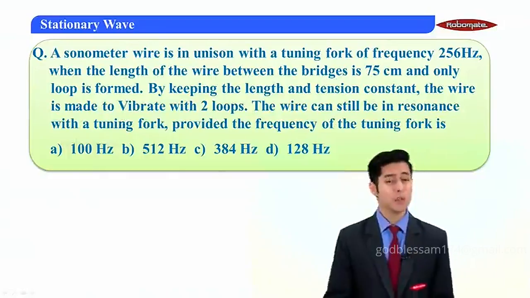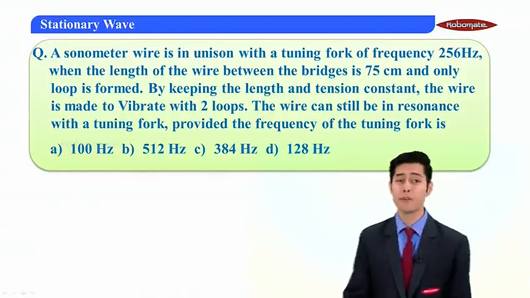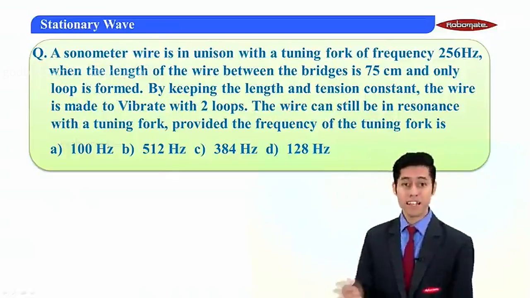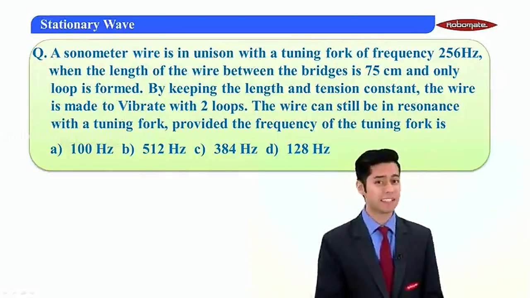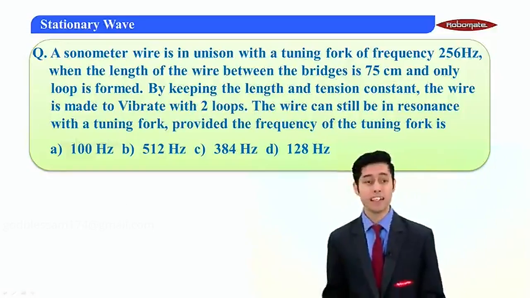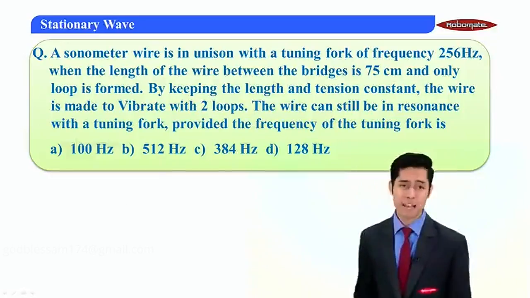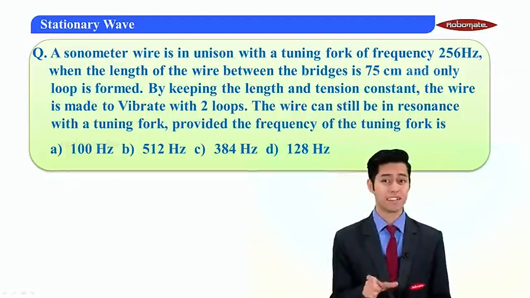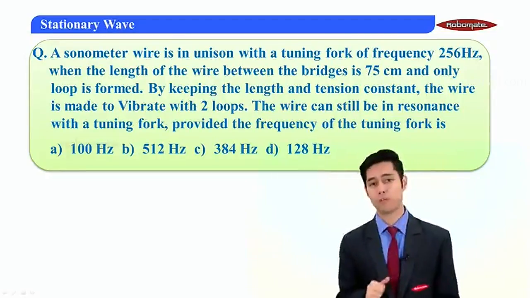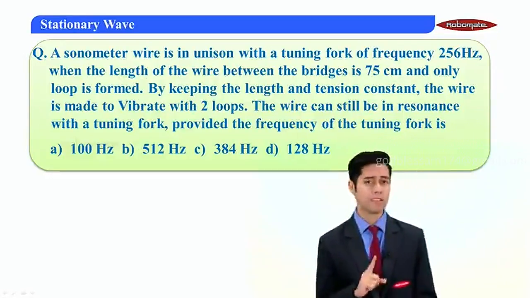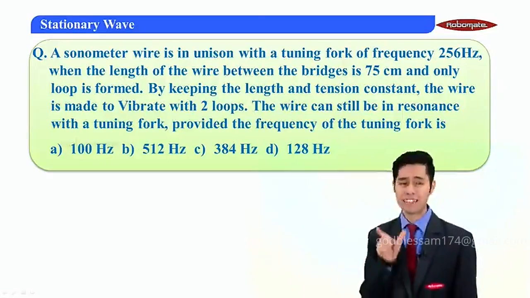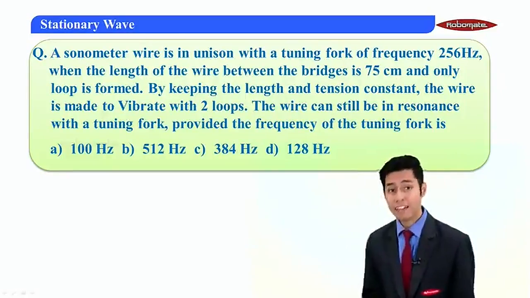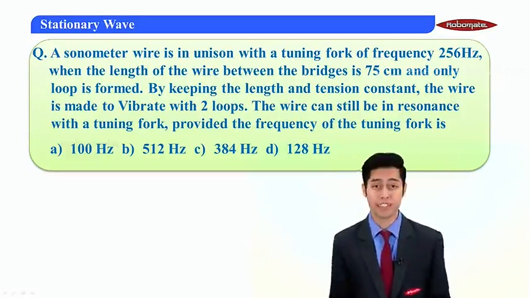It says a sonometer wire is in unison with a tuning fork of frequency 256 Hz. When the length of the wire between the bridges is 75 cm, then only one loop is formed. That means I have been provided with the frequency, the length of the wire and the number of loops which is formed. So one loop is formed, that is the fundamental mode, when there is a length of 75 centimeter and a frequency of 256 Hz.